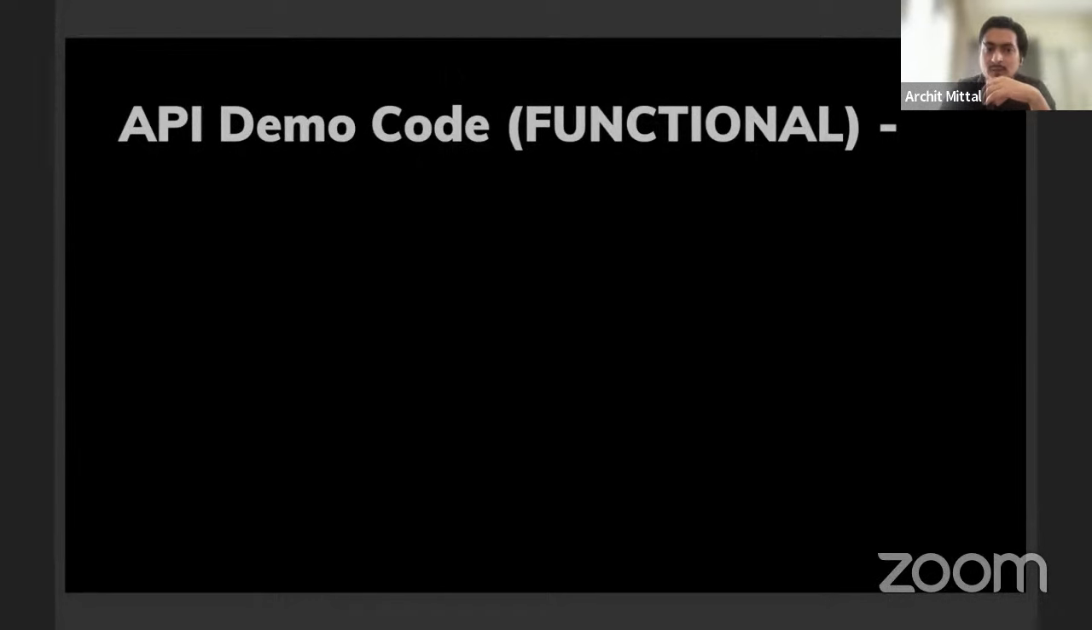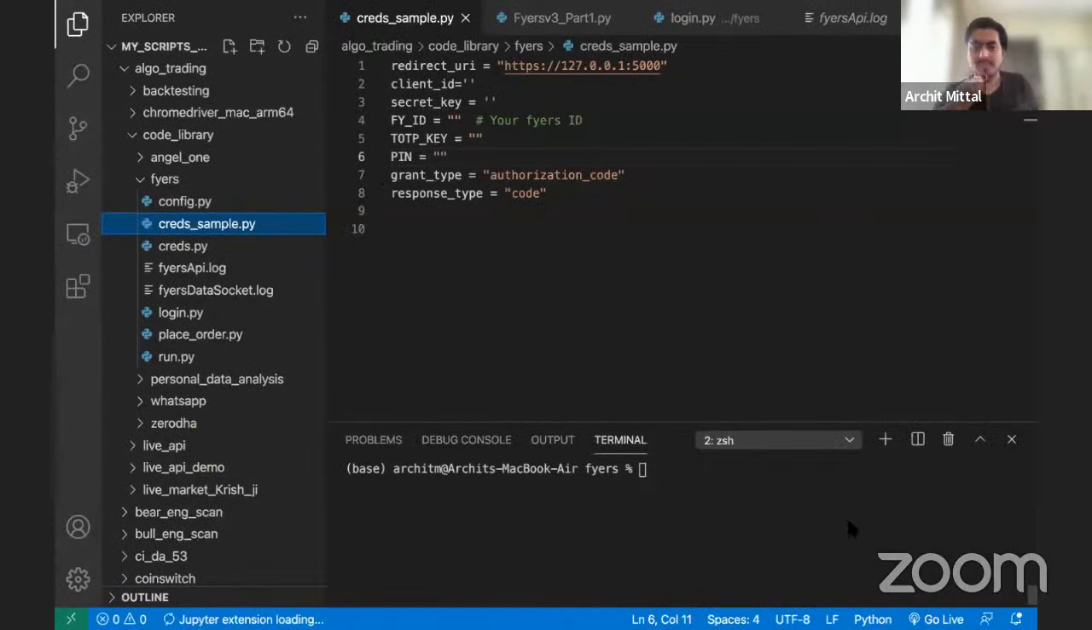Now let me come back to the code. Anyone else is asking? No. So just one second. Let me open the code. So basically, this is the code. Can you see my screen, the code screen? Yes or no? Everyone? Yes. I'll tell you that also.